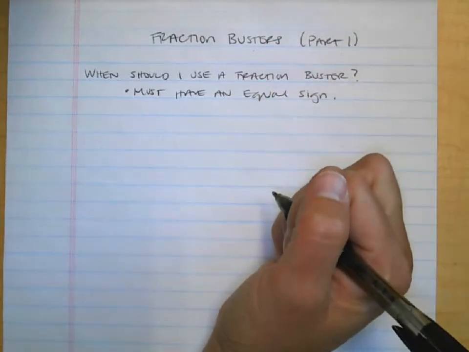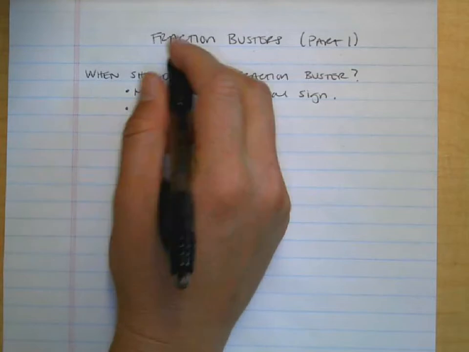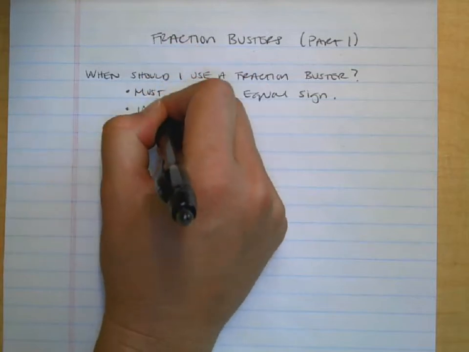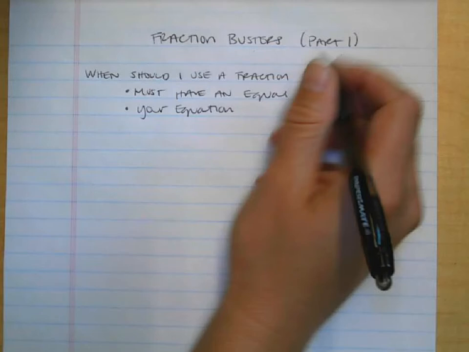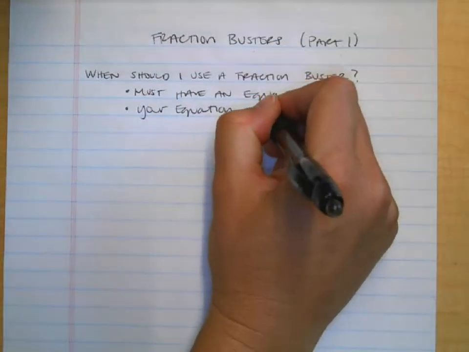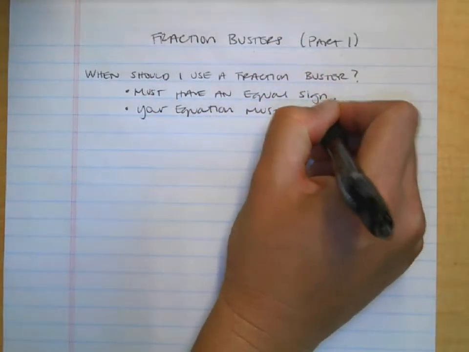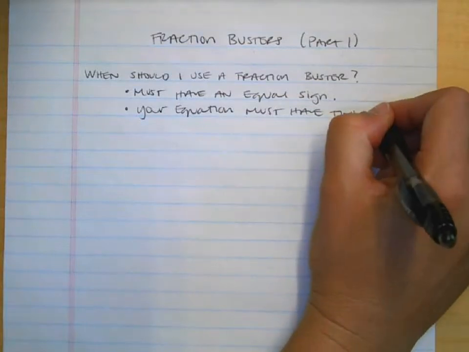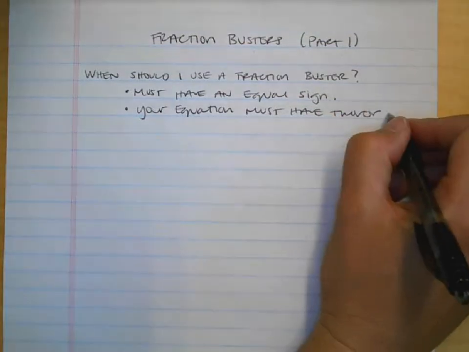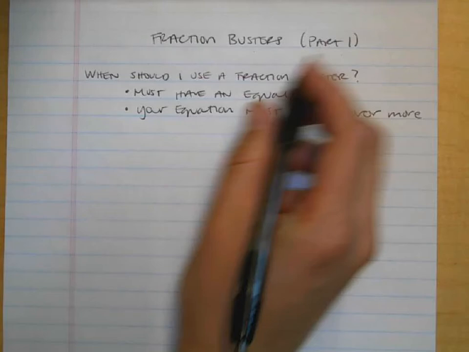You also must have two or more fractions. So your equation, because now that we have an equal sign, we have an equation, must have two or more fractions.